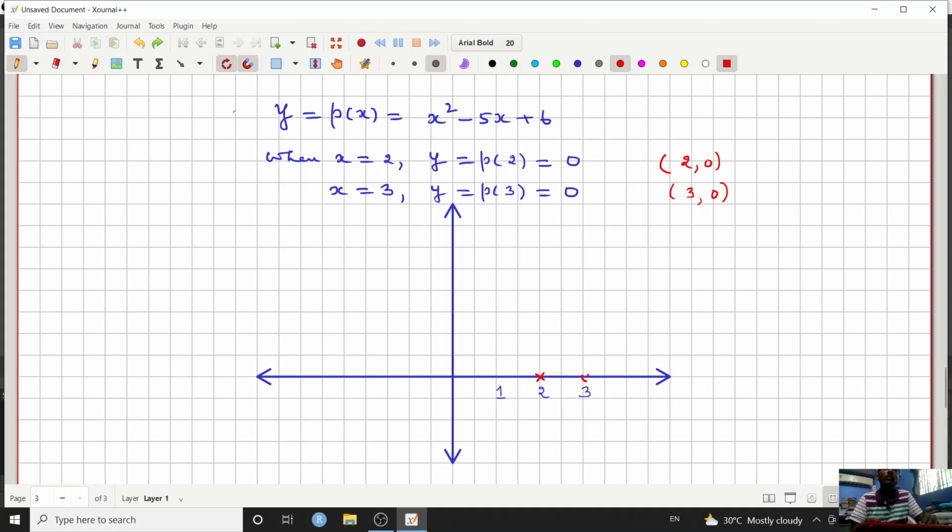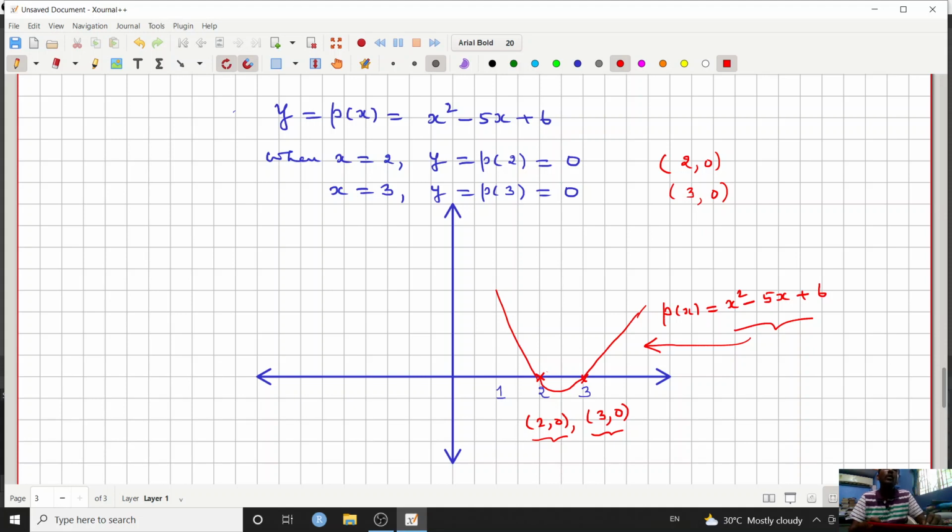So the parabola is something like this. When you draw the parabola, that is what we mean by that. This means that the parabola cuts the x-axis, or meets the x-axis, at the points (2, 0) and (3, 0). So these are the points where this parabola, x square minus 5x plus 6, meets the x-axis. This is the geometrical meaning of the zero of the polynomial.